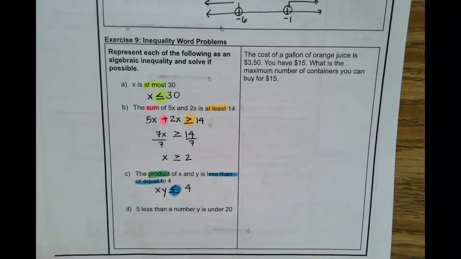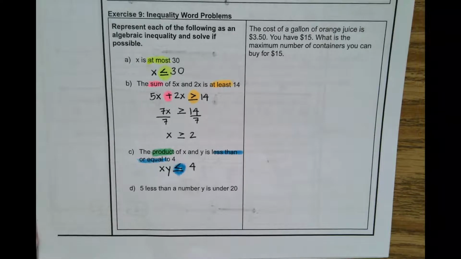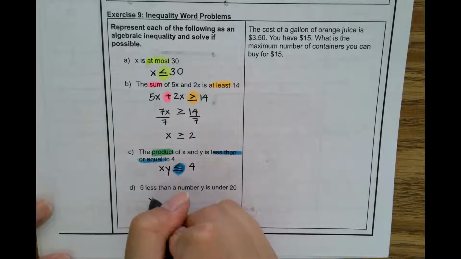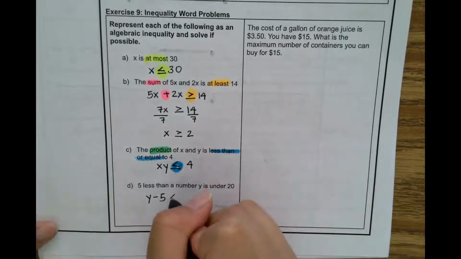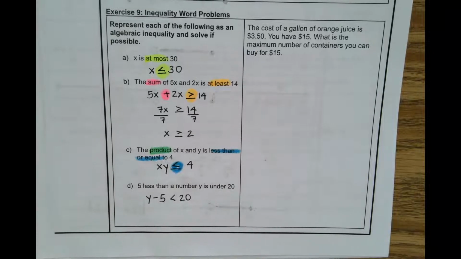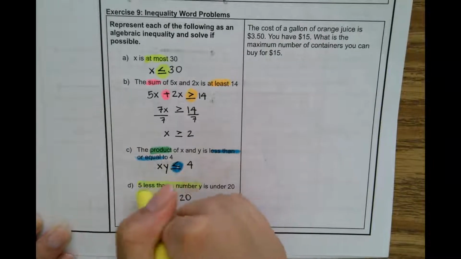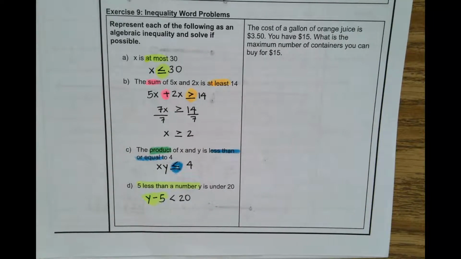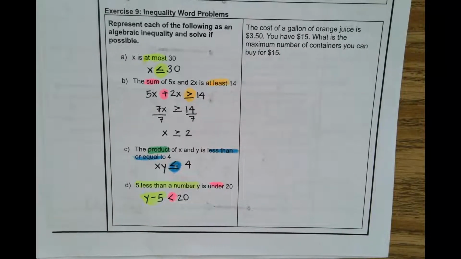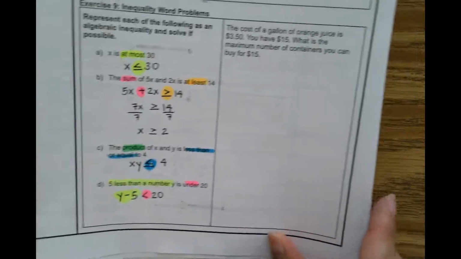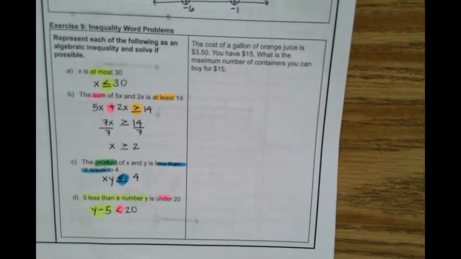And the last one here is 5 less than a number y is under 20. So y, and I want 5 less than that, so I'm going to subtract 5. And if it is under 20, that means it is less than 20. So here, 5 less than a number is this. And then because it tells me that it is under 20, it's going to be less than 20. Okay. So this is just some things where we're putting it from words into an equation, or in this case an inequality.